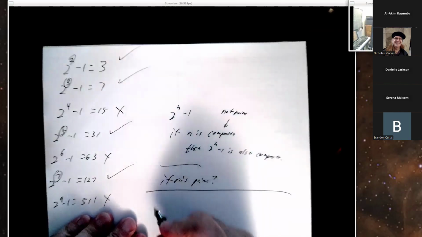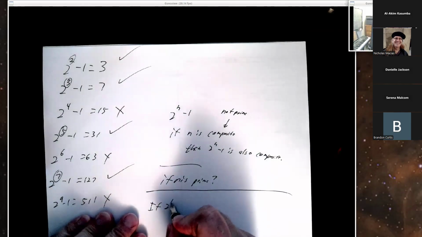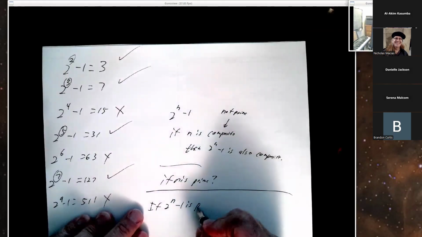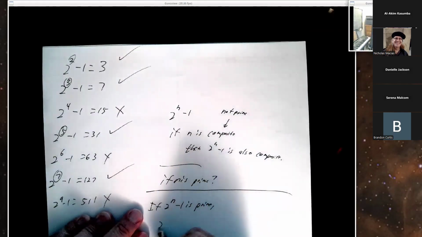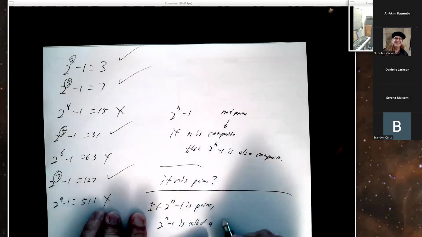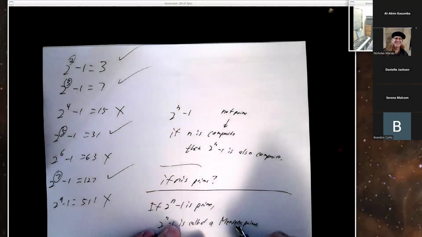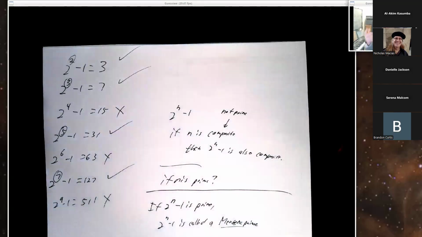So there's a piece of terminology here. If 2 to the n minus 1 is prime, this is called a Mersenne prime. Do I know how to spell that? It's probably got an extra E somewhere. I think there's an extra E there. Mersenne is a mathematician's name.